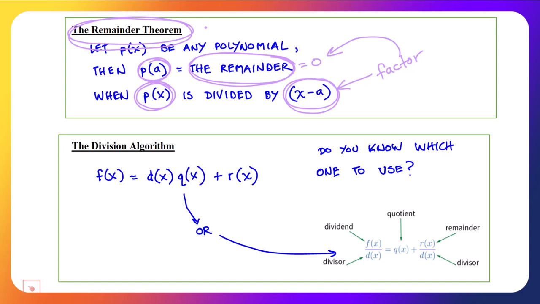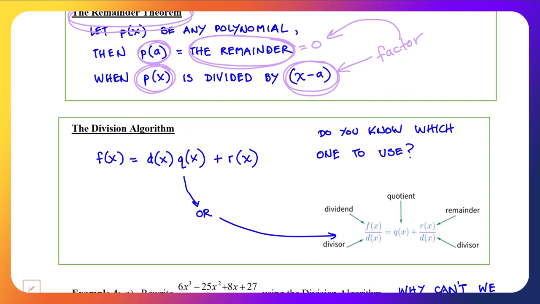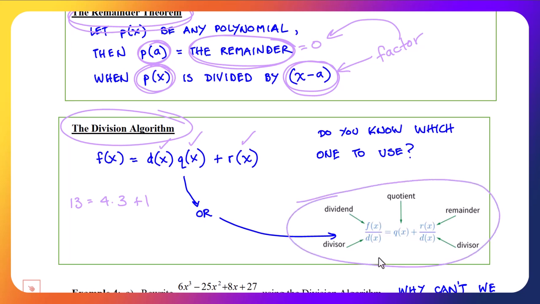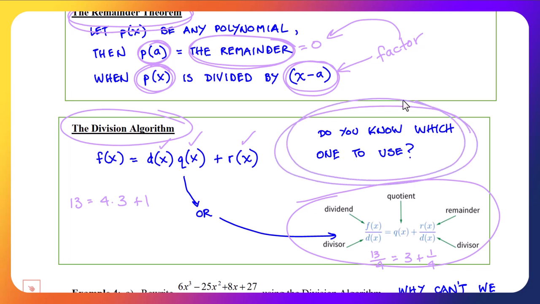So here we go. Remember? Here's our division algorithm, which we talked about a moment ago. It's like 13 is equal to 4 times 3 plus 1, where 4 was the divisor, 3 was the quotient, 1 was the remainder. Or over here, if I have 13 divided by 4, it's 3 plus the remainder, but this time the remainder has to be a fraction. Do you know which one to use? Here you add just the remainder, and here you add the remainder as a fraction.